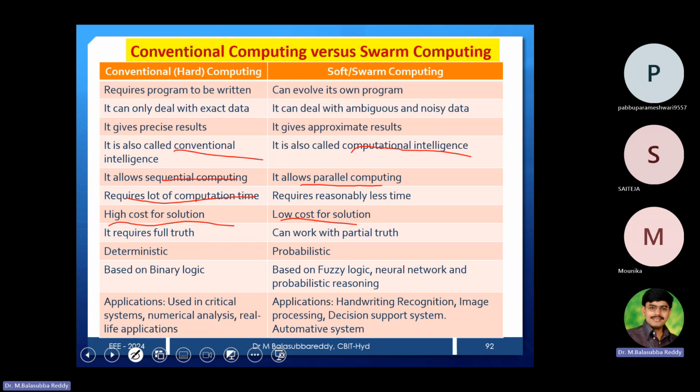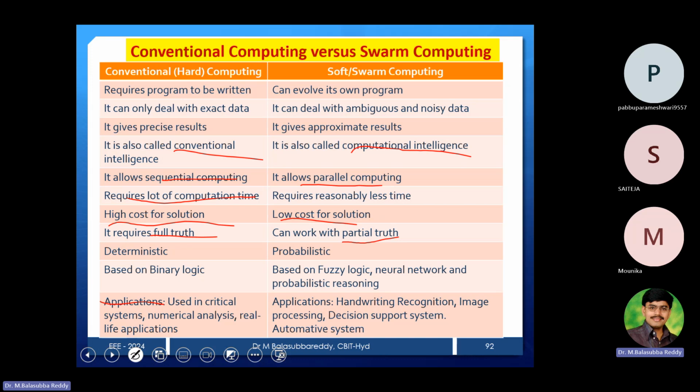Hard computing requires full truth, whereas soft computing can work with partial truth. It gives a deterministic solution, and a probabilistic solution in the case of soft computing. It operates based on binary logic, whereas here it is based on fuzzy logic, neural networks, and probabilistic reasoning methods. Some applications you can notice: hard computing is used in critical systems, numerical analysis, and real life applications.